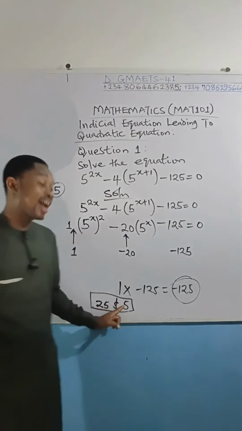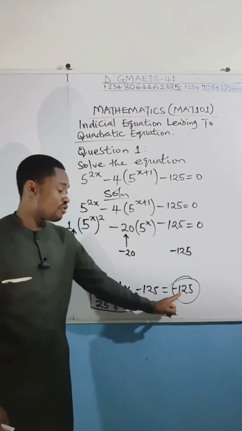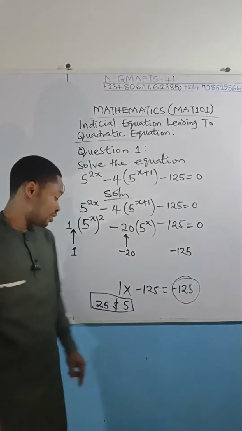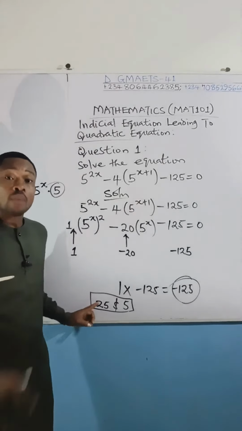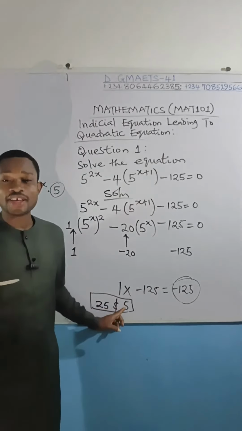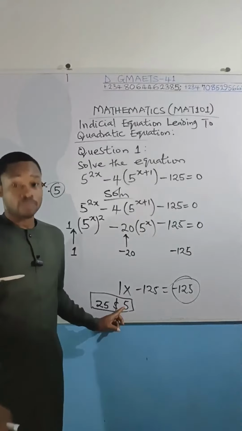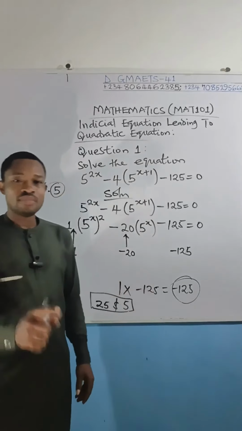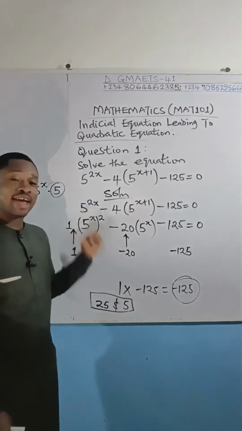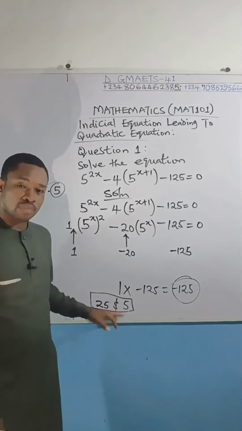Minus 25 times plus 5 will give you minus 125. And then minus 25 plus 5, simply minus 25 plus 5, will give you minus 20. You have solved this. It means that 5 raised to power of x would definitely be equal to something here.